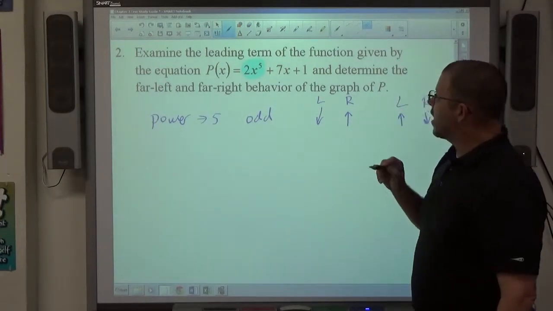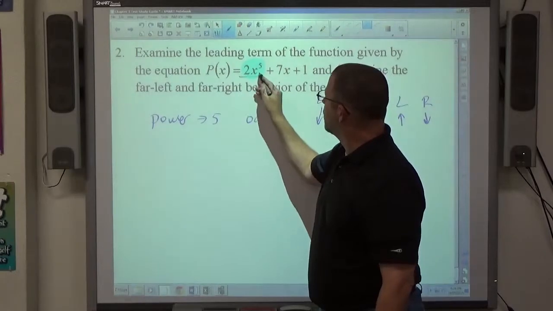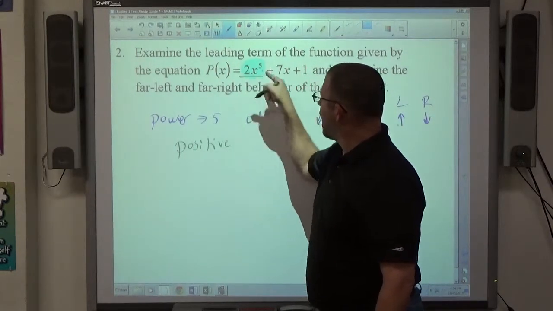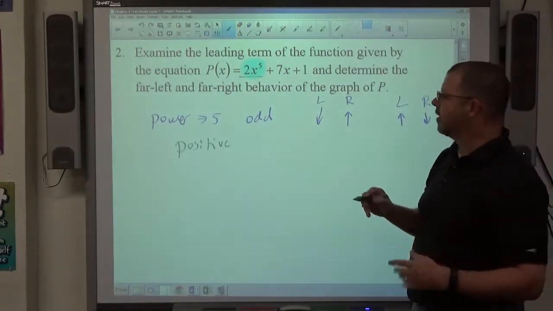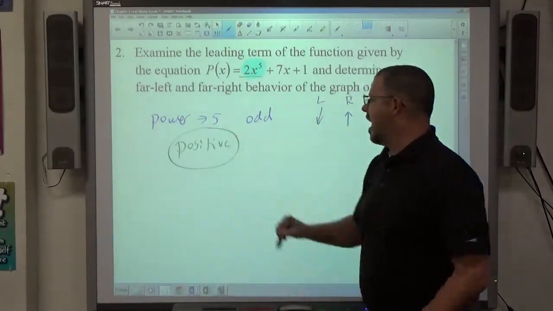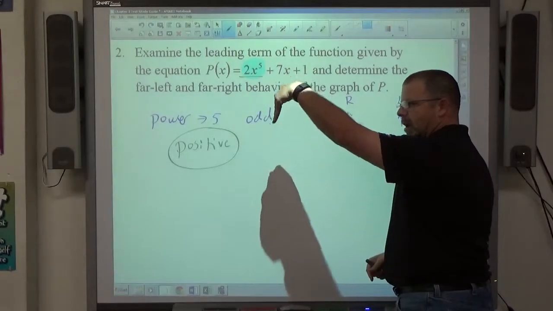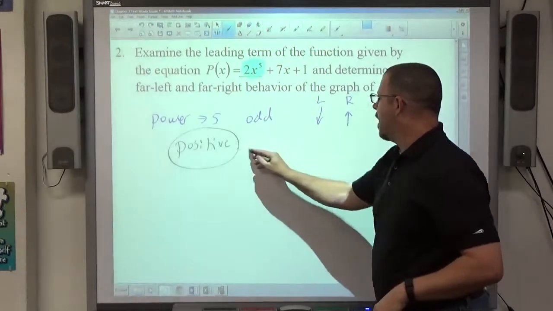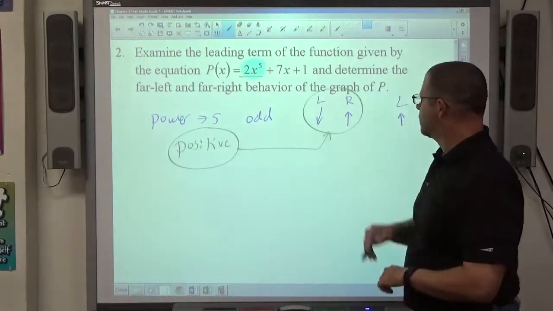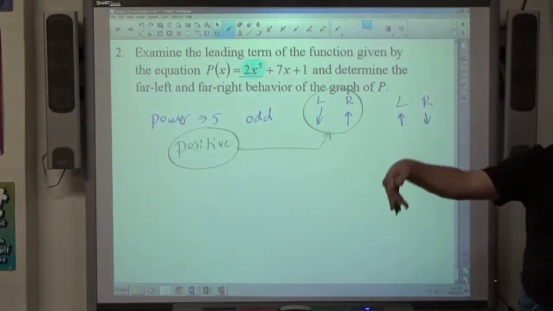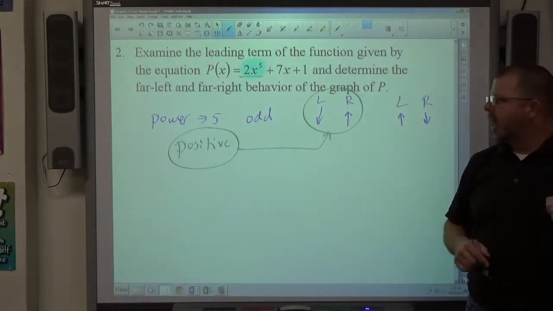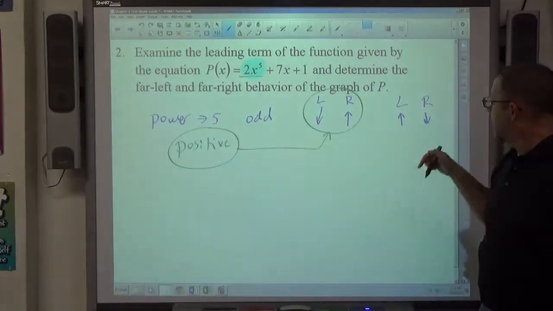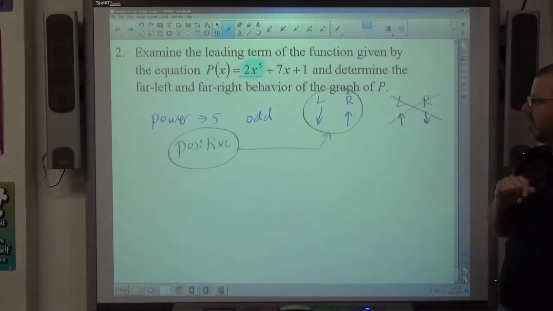The other thing that I care about is the sign of the term. The term is a positive term. It's positive 2x to the fifth, not negative 2x to the fifth. Positive leads us to what should happen. As we go really big negative, our graph's going to go really big negative. As we go really big positive, the graph's going to get really big positive. So positive leads us to the normal one. Going negative goes negative, going positive goes positive. Abnormal would be going negative gets positive, going positive goes negative. So of the two possibilities, that's how we handle it.